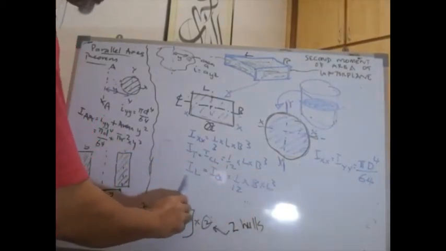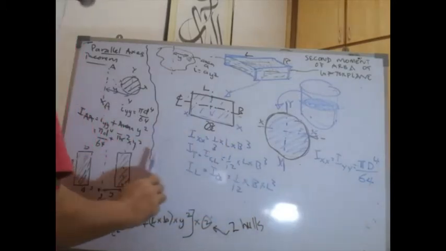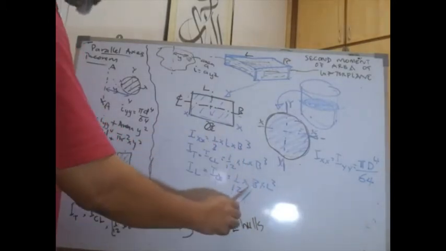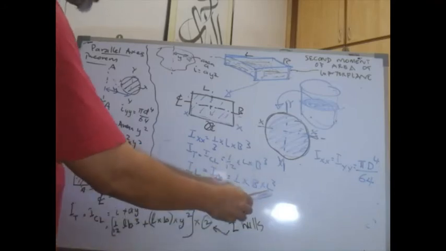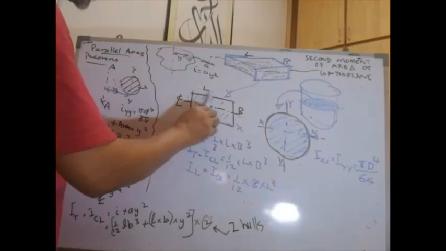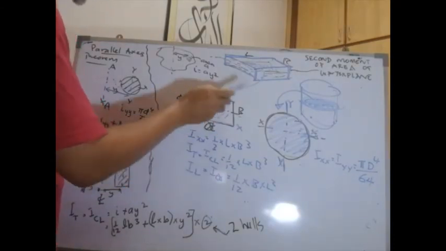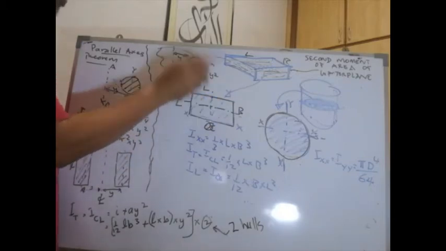That means IL is very big because it's L cubed, and IT is not so big because it is L times B cubed. This one is B times L cubed. To remember: when you are taking about this axis, then L is cubed. When you take about this axis, then B is cubed.